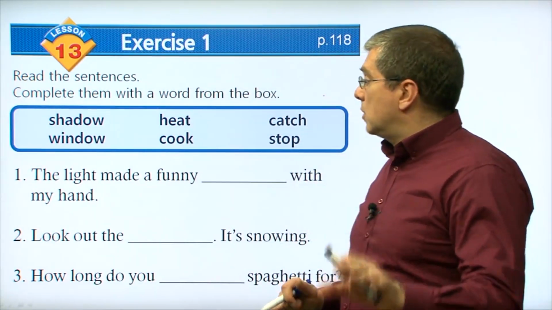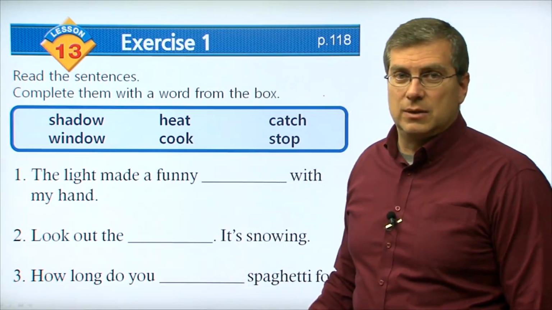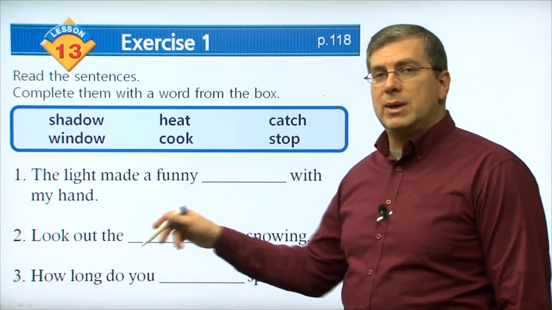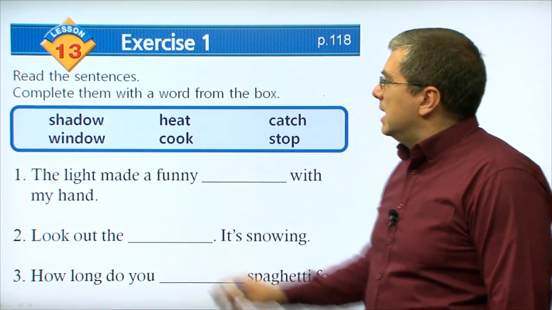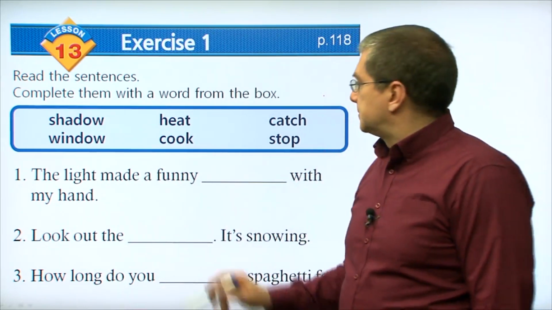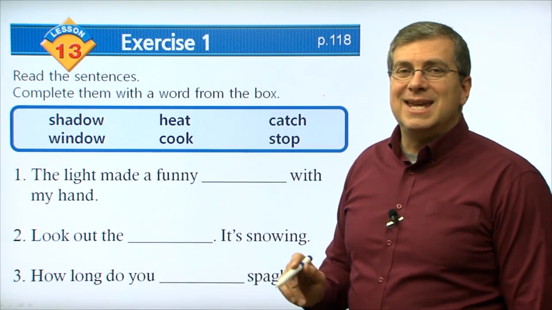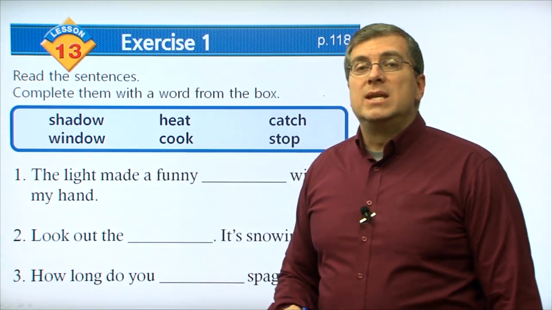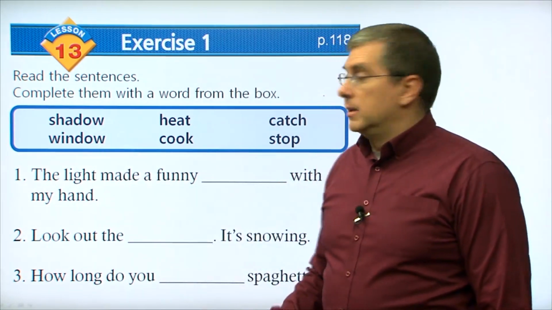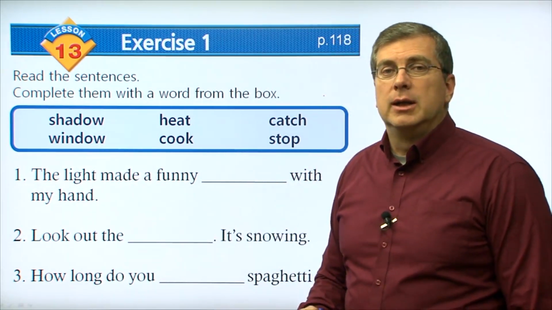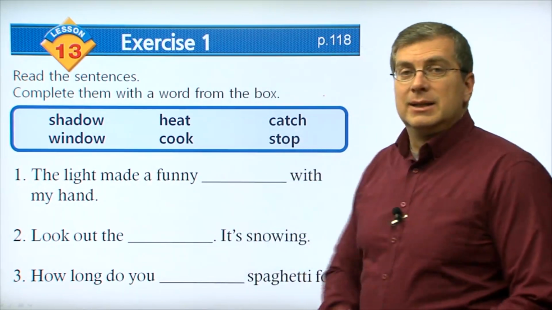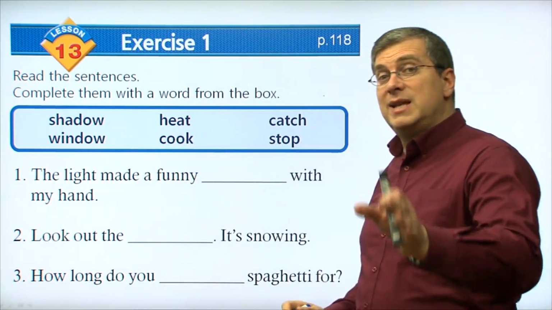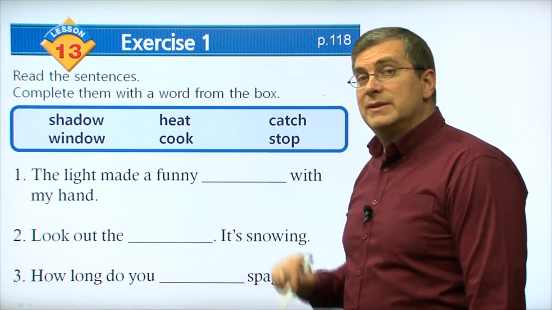Now let's put those words into sentences, okay? We have 6 words here, and we have 6 sentences, 3 now, 3 later. Let's take a look at the words. Shadow, heat, catch, window, cook, and stop. Those are our 6 words. Let's see where they go in these sentences.